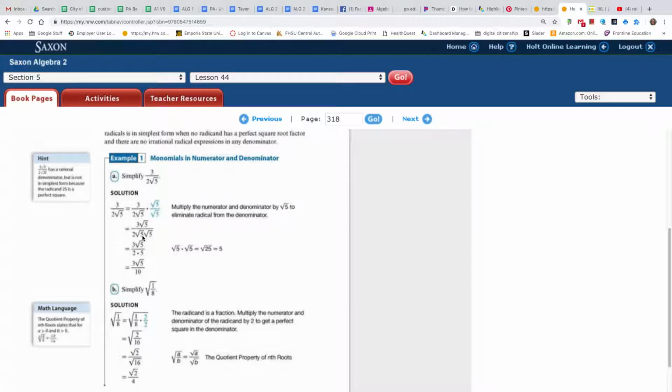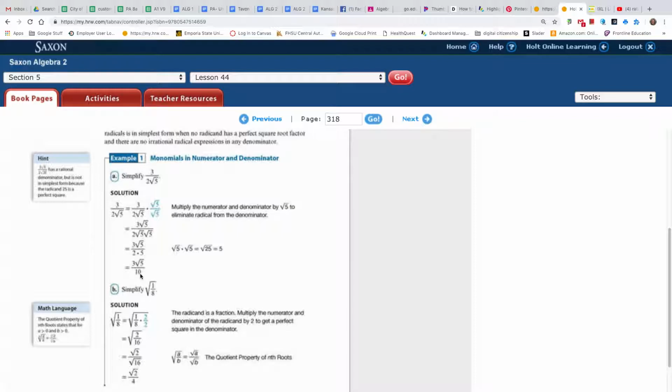And when I did that, I created a perfect square. 5 times 5, they did this right here, this would give me the square root of 25, which is just 5. Now I've eliminated it in the denominator. Now it didn't eliminate it here, just in the denominator, because that was my problem, okay? All right, and then I'm just going to clean that up.